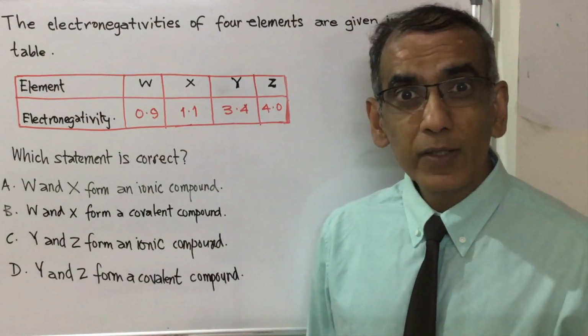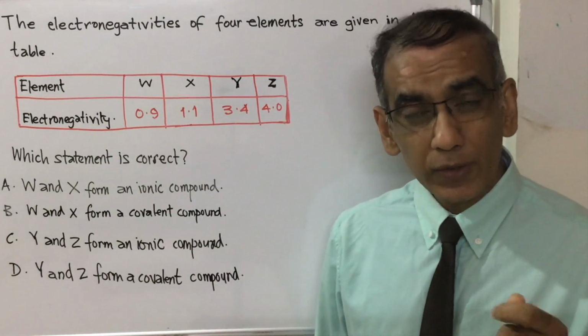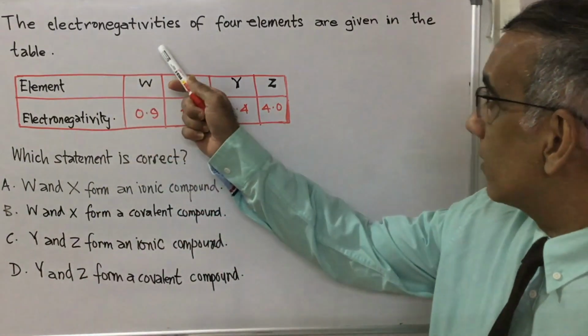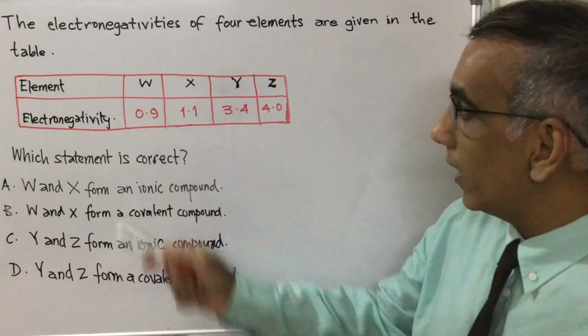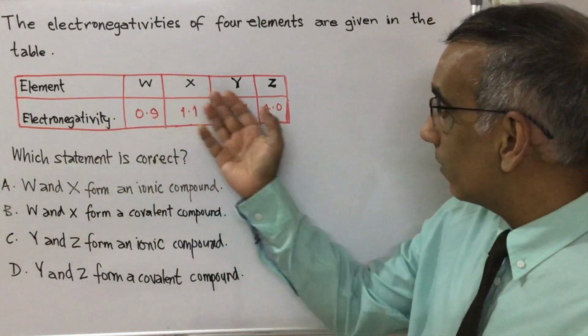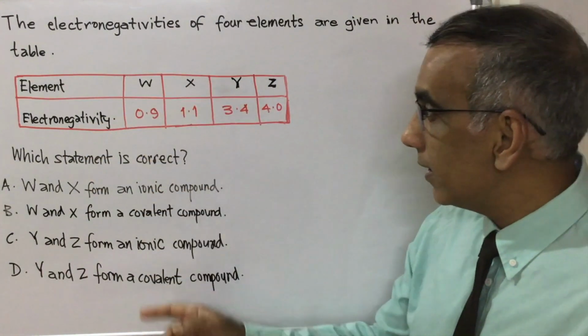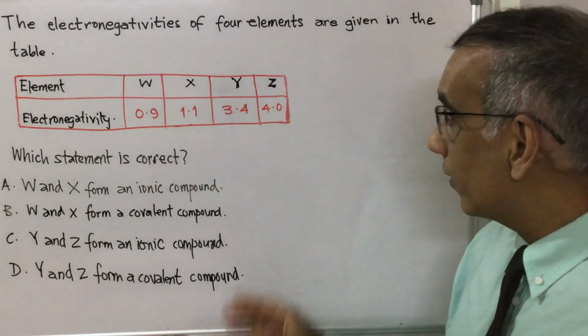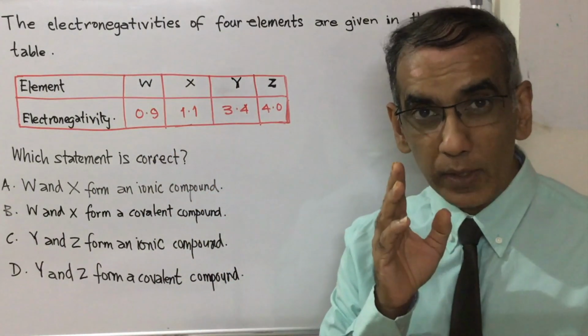Hello and welcome again as we consider yet another multiple choice question for IB Chemistry. The electronegativities of four elements are given in the table, and here you have the four elements W, X, Y, and Z and their electronegativities: 0.9, 1.1, 3.4, and 4.0.